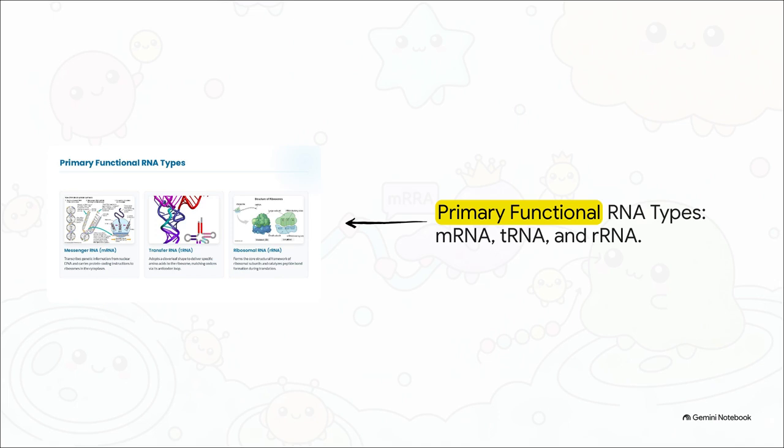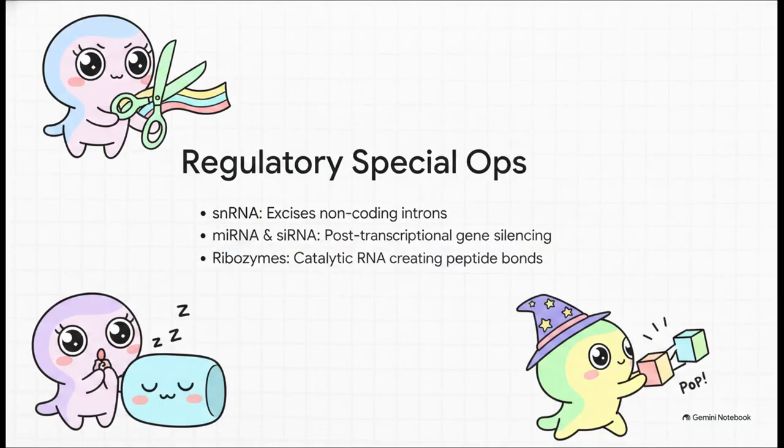It uses its anticodon loop to match up with the mRNA, and it carries very specific amino acids straight to the ribosome. And finally, there is ribosomal RNA, or rRNA. This molecule is wild because it isn't just a messenger or a vehicle, it's the core structural framework of the factory itself. rRNA literally forms the ribosomal subunits and is the actual driving force that catalyzes peptide bond formation during translation.